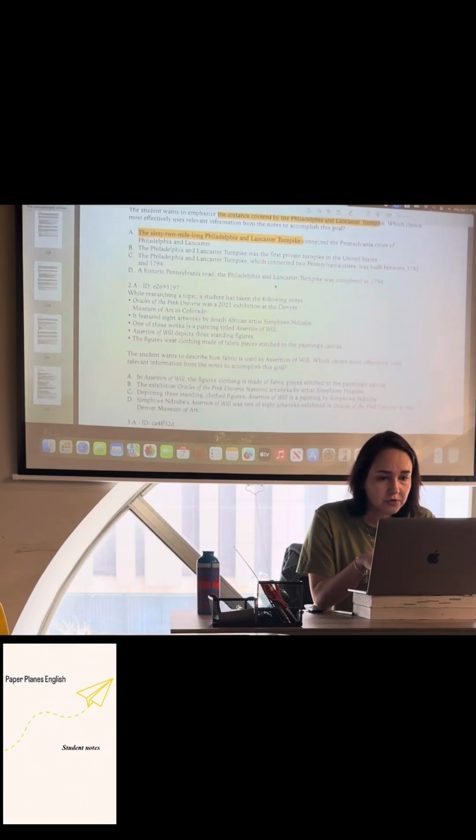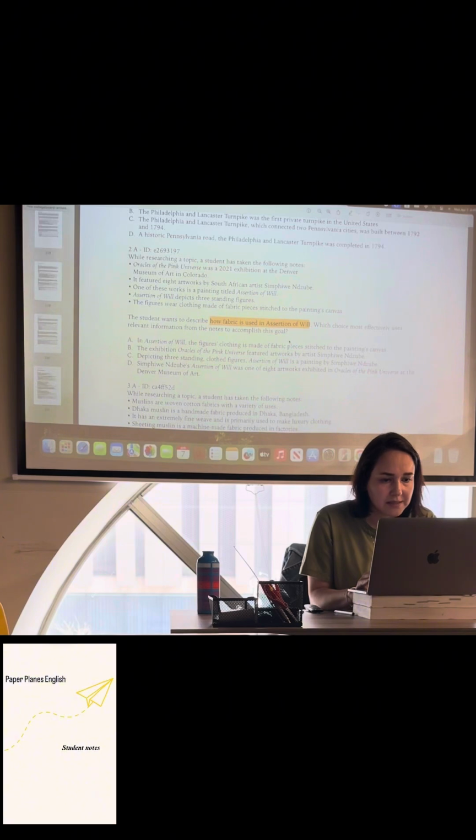Question number 2. Again, the student wants to describe how fabric is used. Let's read option A. "In Assertion of Will," which we needed, it's in the question, "the figure's clothing is made of fabric pieces stitched to the painting's canvas." So how is fabric used? By stitching to the painting canvas. That's why the answer is A.